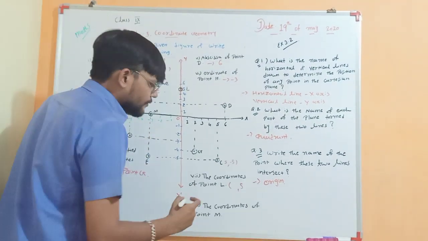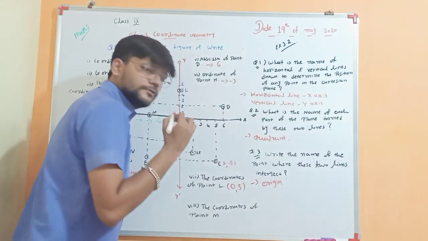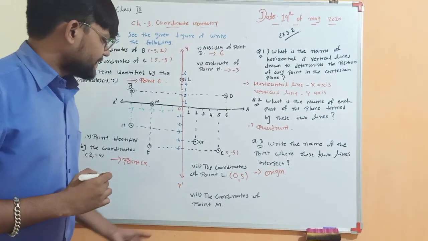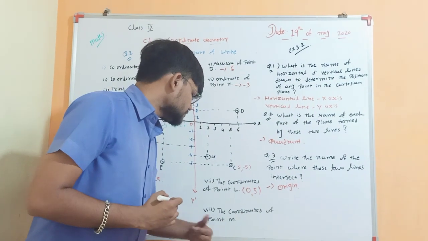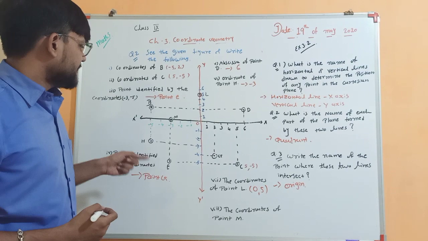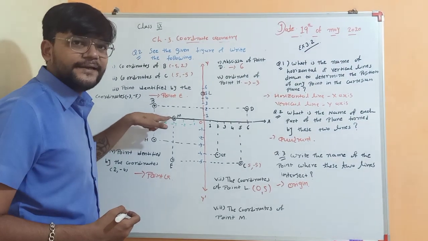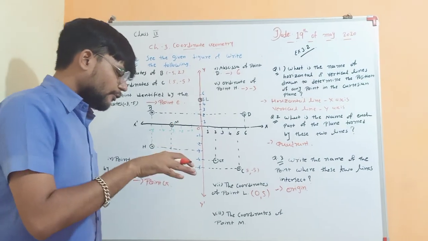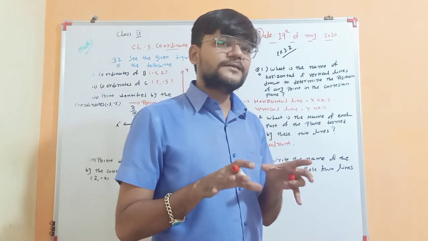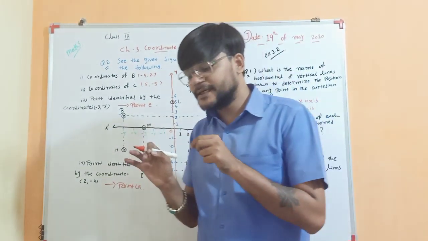That means the x coordinate must be 0. Clear? And the next question, the coordinates of a point M. Now here the point M is present on the x axis, right? So again, if the point is present on the x axis, that means the y coordinate must be 0.